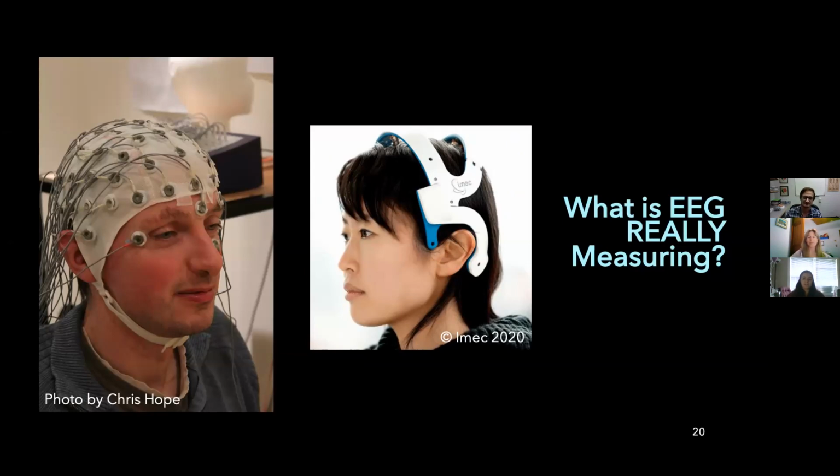But what does this really mean? What is an EEG really measuring? Professor Jebbett will give a quick lesson on neuroscience to explain what's really happening with an EEG.